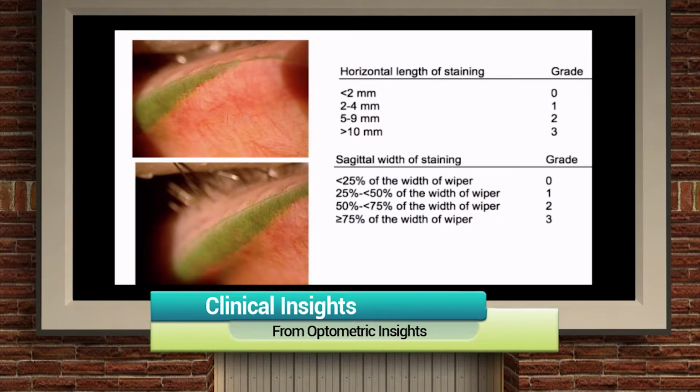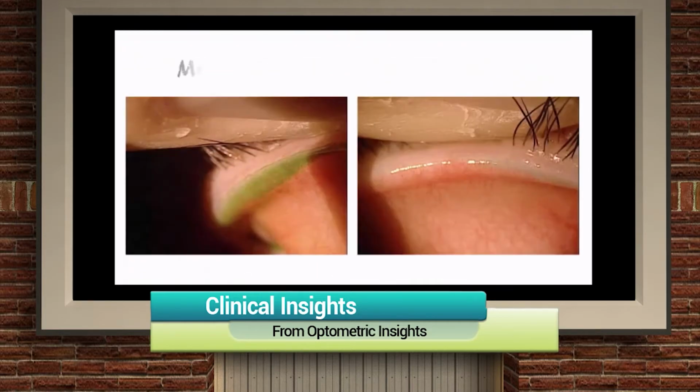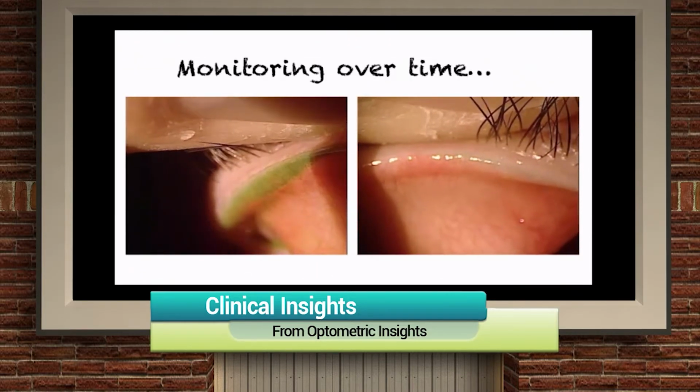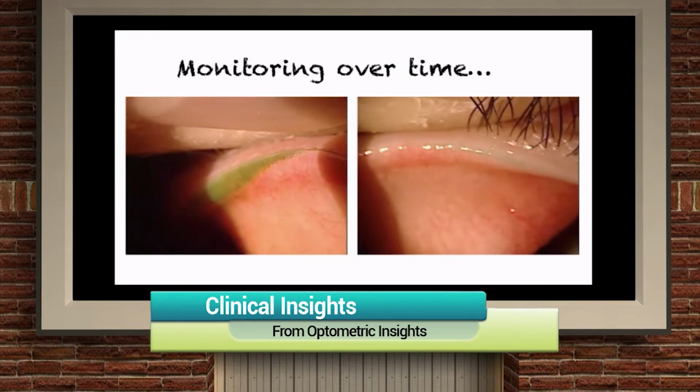Measuring the sagittal width is done as a percentage area of staining to the total area of the lid wiper. In the lower picture, lid wiper epitheliopathy is outlined. Now, the total lid wiper area is defined. In this case, the lid wiper epitheliopathy is approximately 80% of the total lid wiper. When a value for each of these is given, you grade the level of horizontal length and sagittal width and simply take the average of these two numbers for the final grade of lid wiper epitheliopathy.